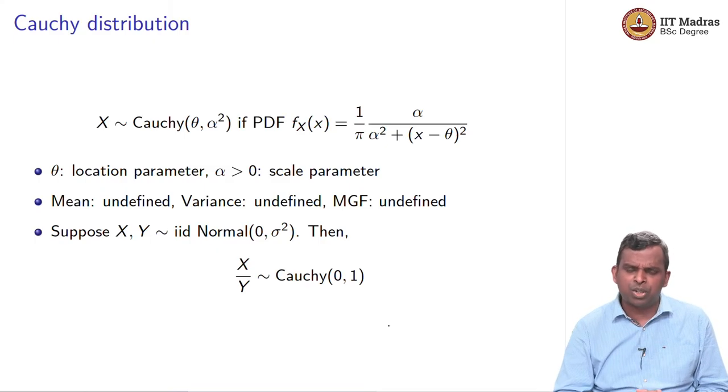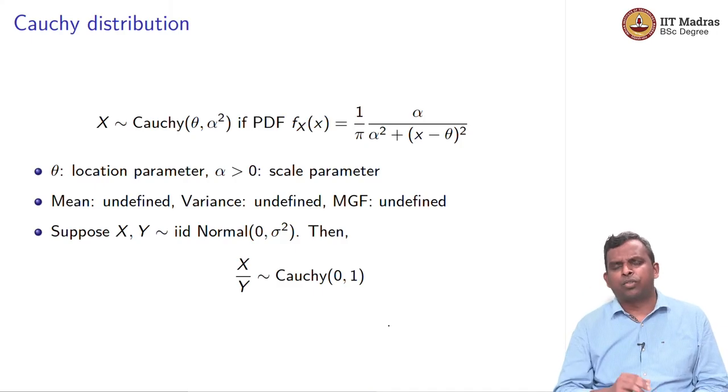Once again, a unique distribution, it behaves like 1 by x squared. Because of that, the mean and variance and all are undefined. But it's still a valid distribution. Something to think about.